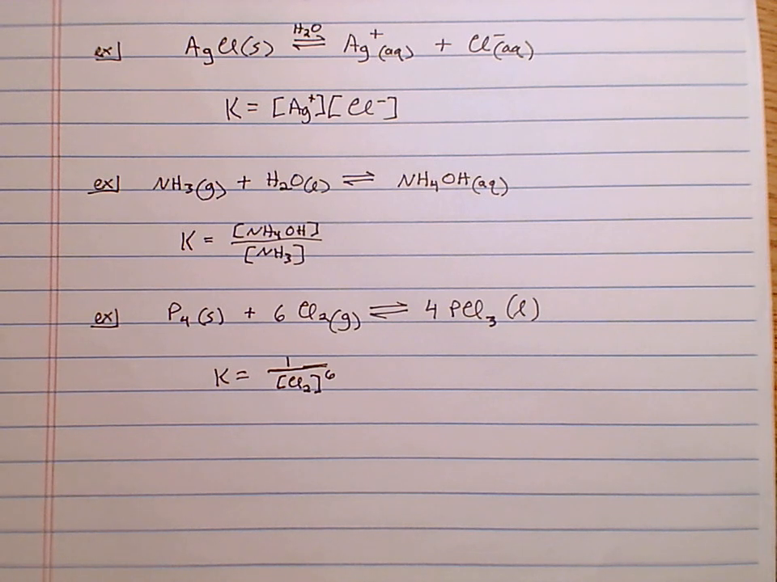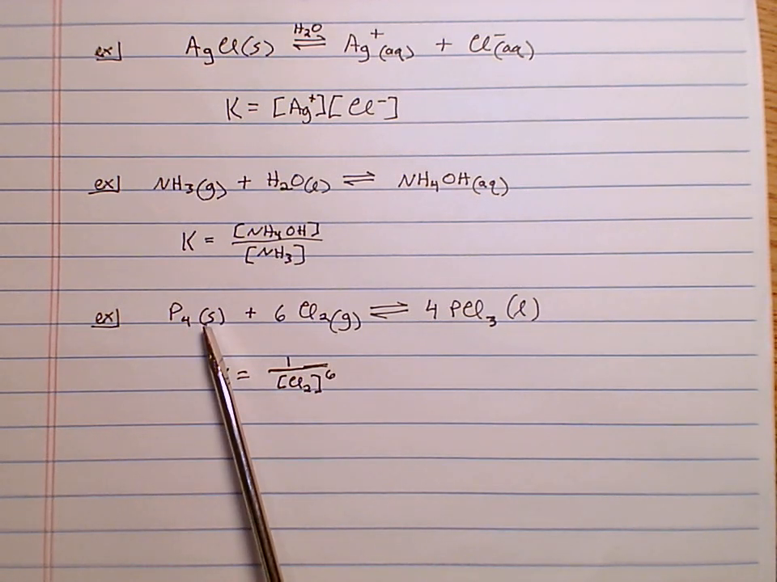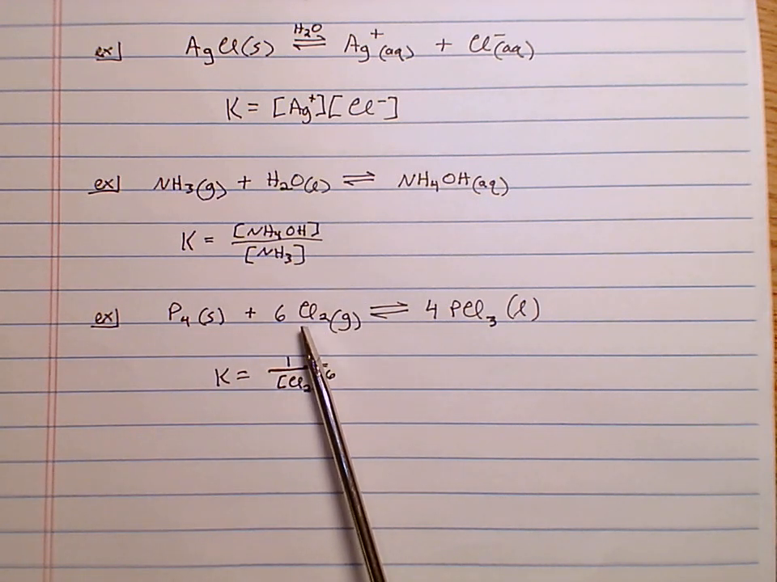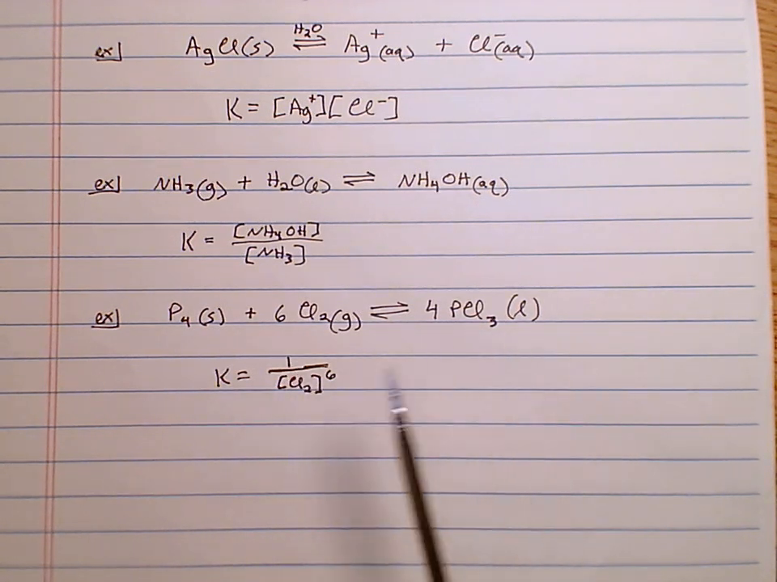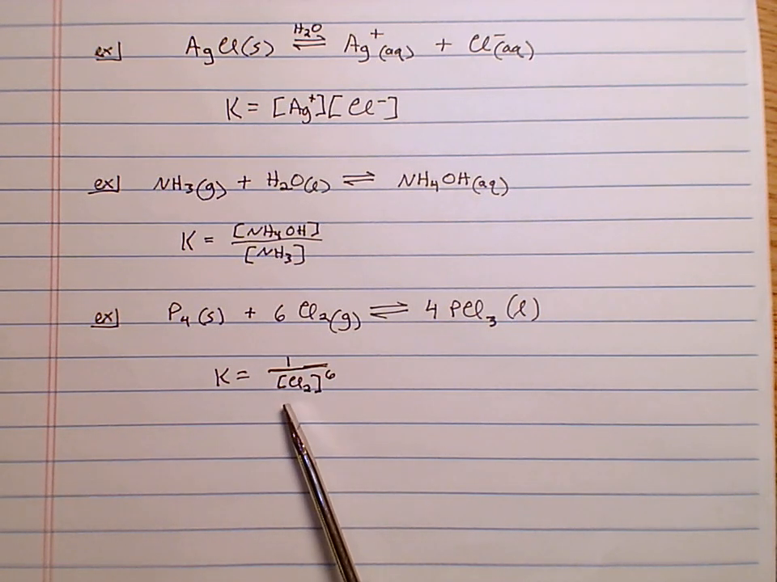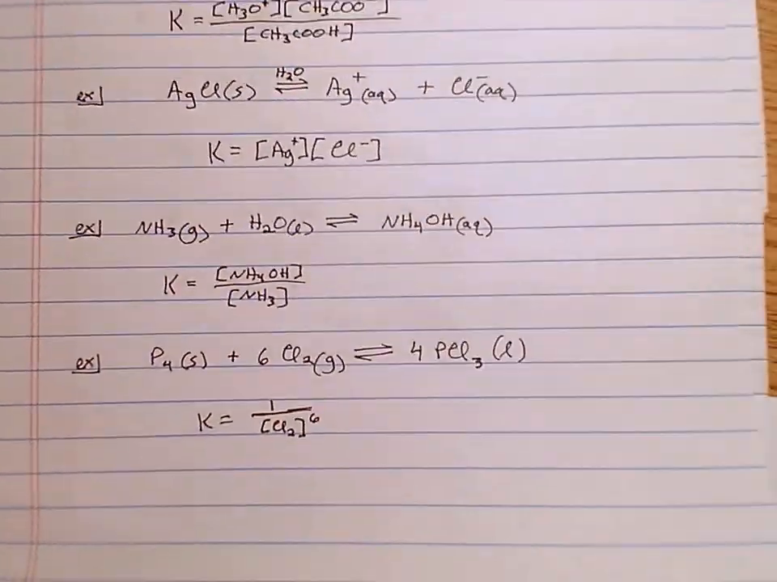Okay, next one. P4 solid plus 6Cl2 gas goes to 4PCl3 liquid. Well, liquids don't go in there, gases do, solids don't go in there. So the only thing that'll be in here is our Cl2 gas, but note it's the reactant, and it's always products over reactants. Since no products go in there, we just put 1. And the equilibrium constant expression is K equals 1 divided by the concentration of Cl2 to the 6th power. Cool. All right.